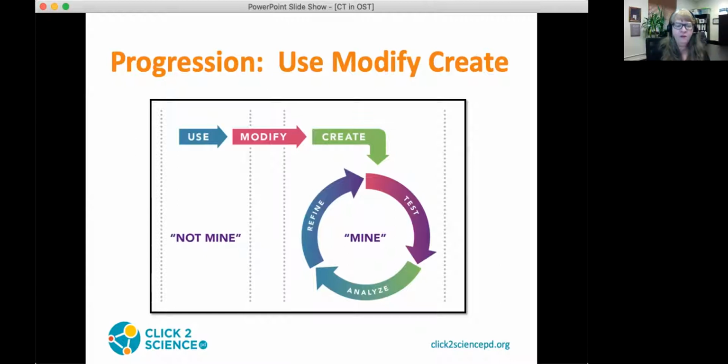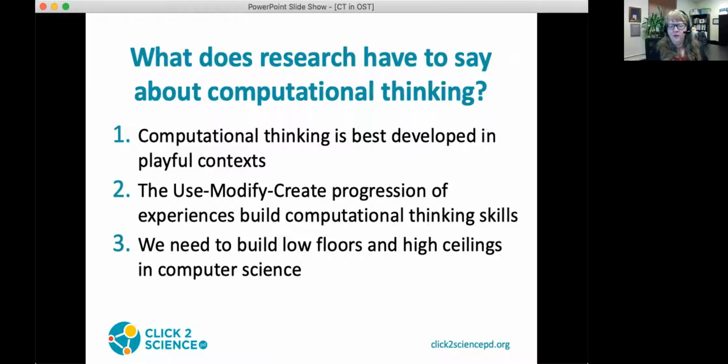But at the same time, a really effective tool is also going to be powerful enough to keep providing new opportunities to be creative as students develop their skills. And that's where the high ceiling comes in. Something that is flexible enough that they can try new things. When they get to the create stage, they can do something new and different. They don't have to simply replicate what they've already seen. So keep those three principles in mind as we move forward. We want to see something that's playful, that gives a progression of experiences with low floors and high ceilings.